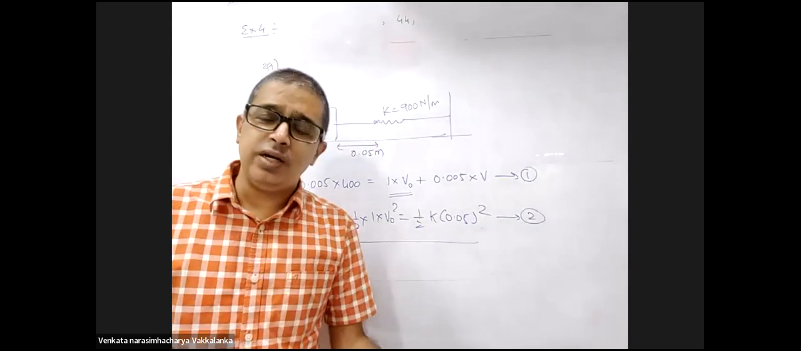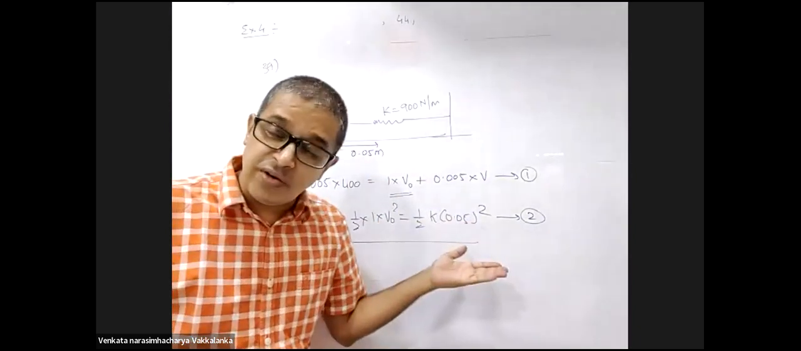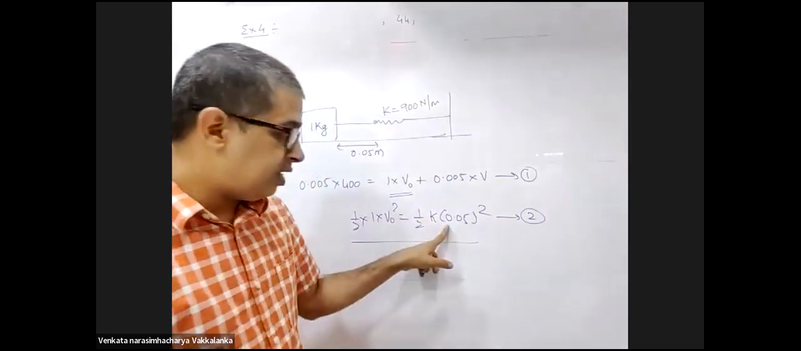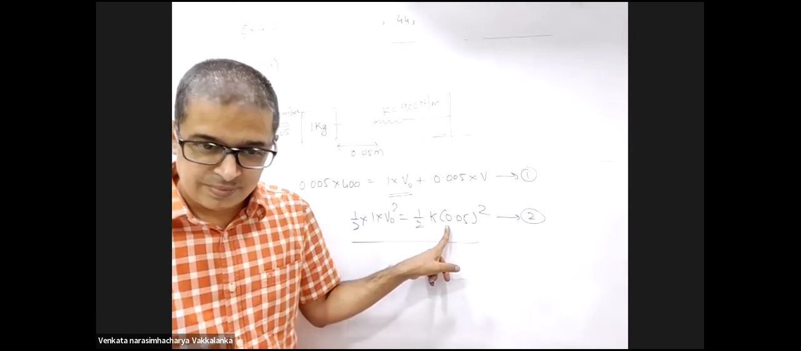Energy lost in the collision, you know the total initial energy, half mv square. You know the total final energy. Final energy is this. It comes to rest. Okay, right.